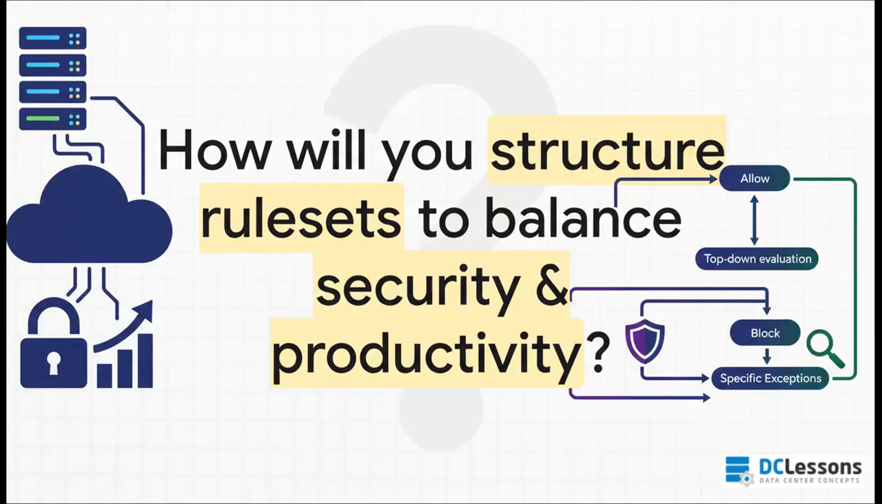So there you have it. We've covered the architecture, the key features, the core logic, and a ton of best practices. If you take away just one thing, let it be this. Successful policy is all about 2 principles: top-down evaluation and building specific exceptions. So I'll just leave you with this question to think about. Now that you get the logic, how are you going to structure your rule sets to create that perfect balance between rock-solid security and letting your users actually get their work done?